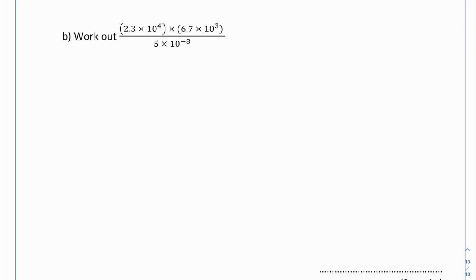Of course, for a question like this, you could actually work out what's on the top, write that number down, and then divide it by what's on the bottom, particularly if you don't have a scientific calculator that allows you to press the fraction button. So if I type this on the top, I'm just going to type in my brackets, 2.3 times 10 to the power of 4, multiplied by 6.7 times 10 to the power of 3, and on the bottom, 5 times 10 to the power of negative 8.